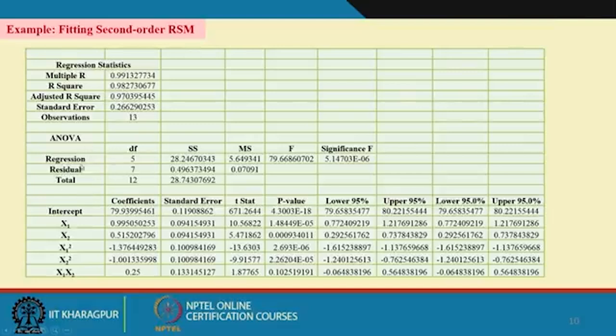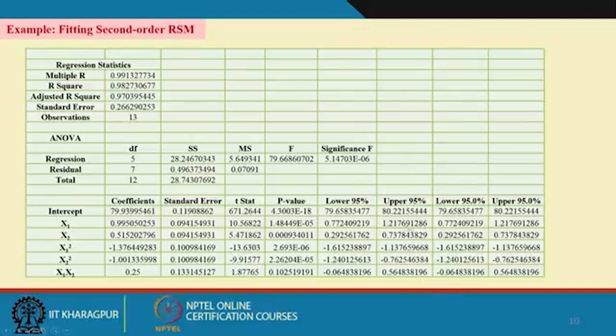Now, if you see the ANOVA also, the F test gives a very high value, 79.66. So, that means the model is perfectly fit. And now, if we see the parameter estimated values, that is 79.94, 0.995, 0.515, minus 1.37, minus 1.001, all those with the standard error, you see the t value is quite high except x1 x2, but even then it is 1.87. So, these are very high values, so that means they are significant.